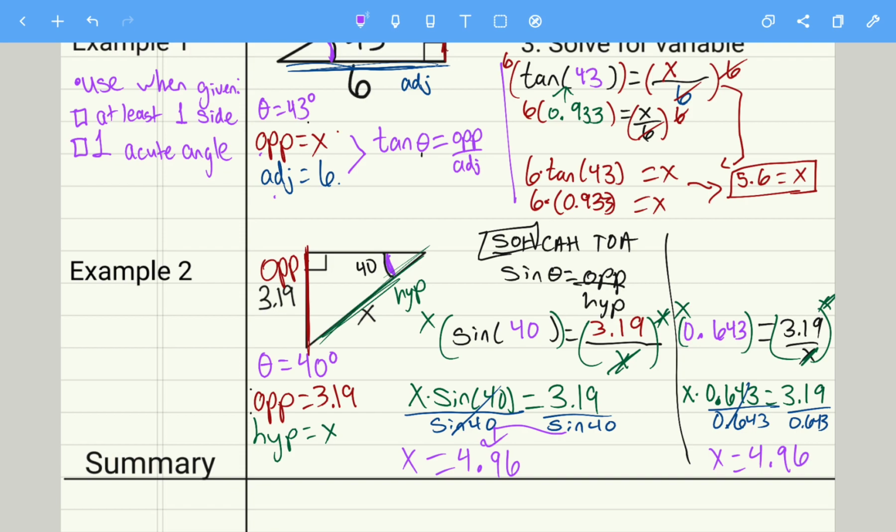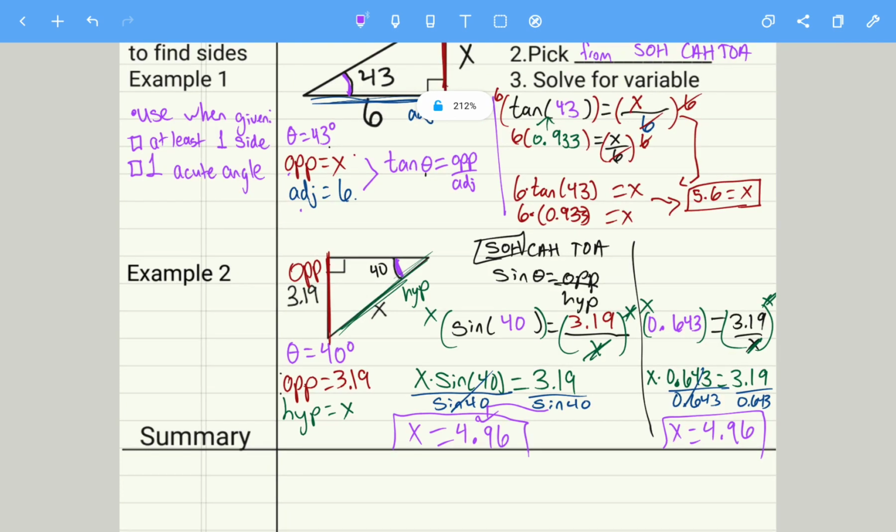And that's it. That is how you find the missing side of a right triangle. You could use that, or you could use the Pythagorean theorem if you're given two sides. But you are done. Go ahead, write a summary now, and get started on the practice.